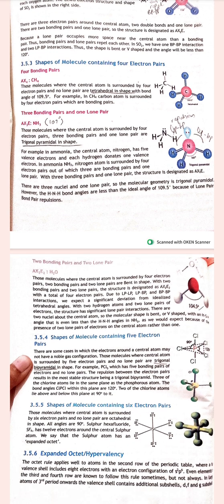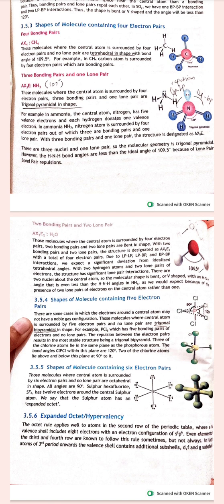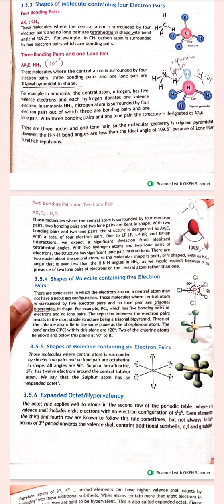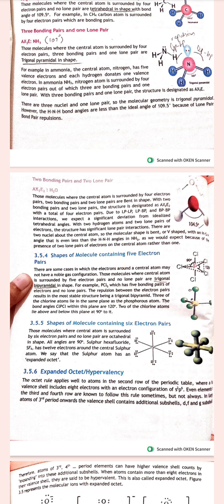Now we have the shapes of molecules that contain 4 electron pairs. So the geometry will be tetrahedral, like we have the example of CH4. The geometry will be tetrahedral and the angle will be 109.5 degrees. And if we have 3 bonding pairs and 1 lone pair, as in the case of NH3, we have the angle of 107 degrees and the shape is trigonal pyramidal, like we can see in this figure. Due to the presence of a lone pair, the angle gets smaller.